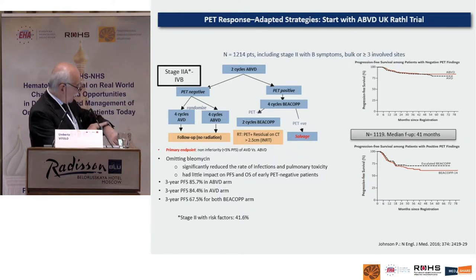And patients who were PET positive received BEACOPP and a different type of salvage in case they remained PET positive. As you can see, the primary endpoint for PET negative patients was to see if the omission of bleomycin was safe, and indeed it was safe, because in PET negative patients you can omit bleomycin without compromising the outcome. And in patients who were PET positive, compared to the results in the past of patients who remained PET positive during the course, if you shift these patients early in the course of treatment to a more intensified regimen like BEACOPP, you see that their outcome is better than in the past.